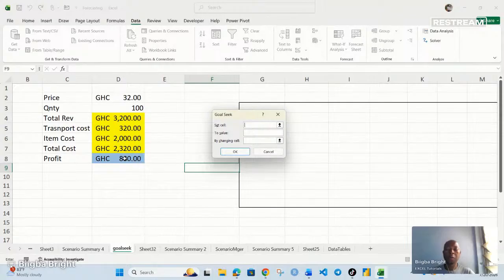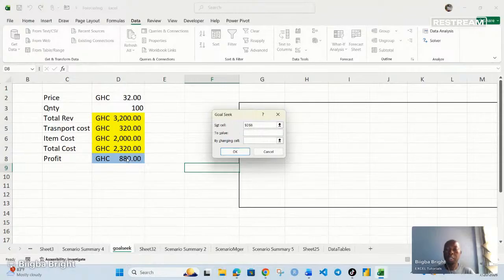We want to raise it to 1,000 Ghana cedis. So I'll click that. That particular cell is D8. I see D here and then 8 over there. So while my cursor is blinking, I'll type the D8, but the D is locked. It's understandable. Now, to what value?